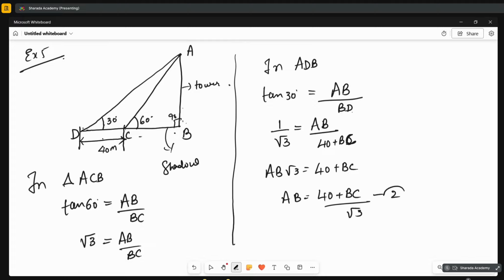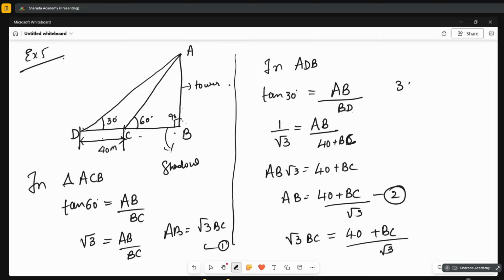This equation 2 I will take. Here AB is equal to what? Root 3 into BC. This is the first equation. When you compare these two, both are equal to AB only. So you can equate the equations now. Correct? So what you will get? Root 3 BC is equal to 40 plus BC by root 3. Root 3 into root 3 is 3. 3 BC is equal to 40 plus BC. BC shift to here. 3 BC minus BC is 40. 2 BC is equal to 40, or BC is equal to 20 meters.